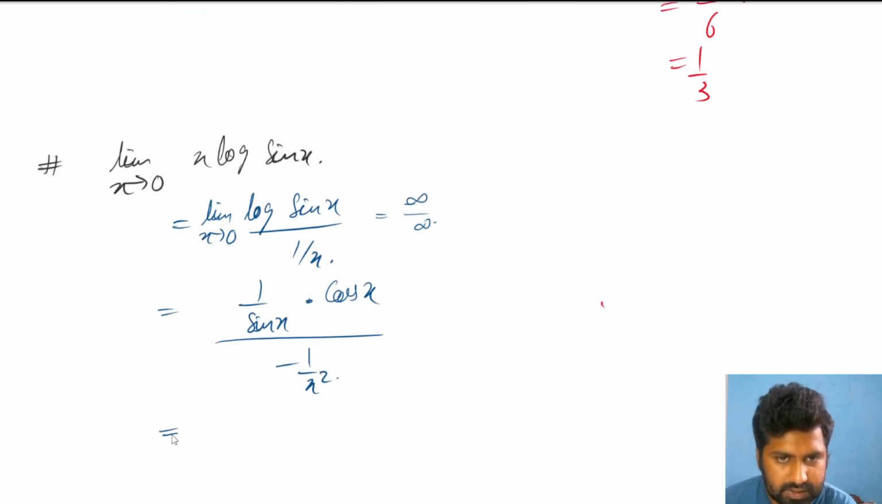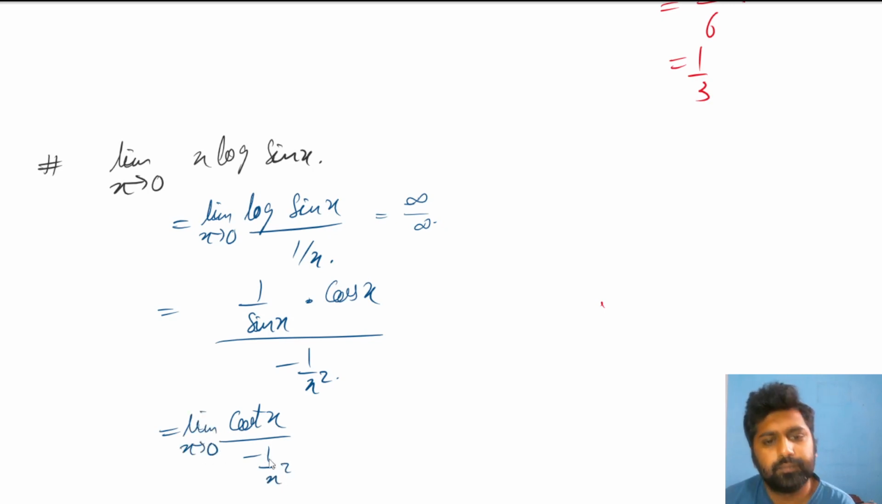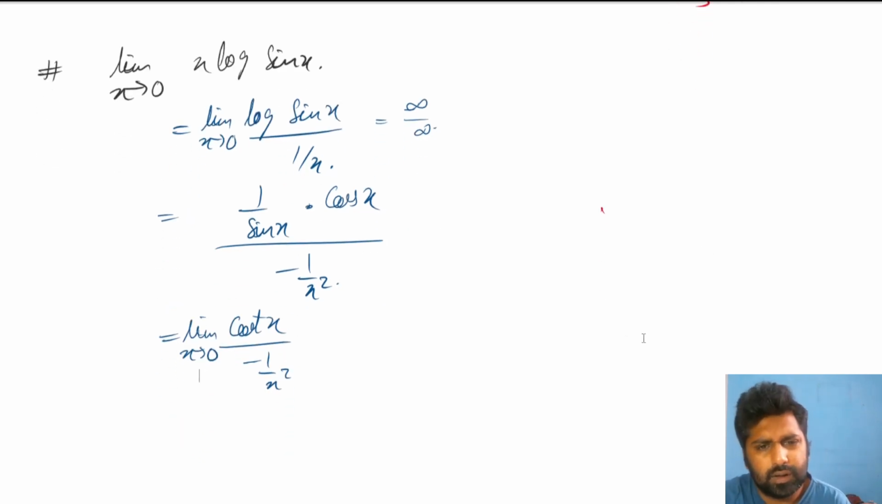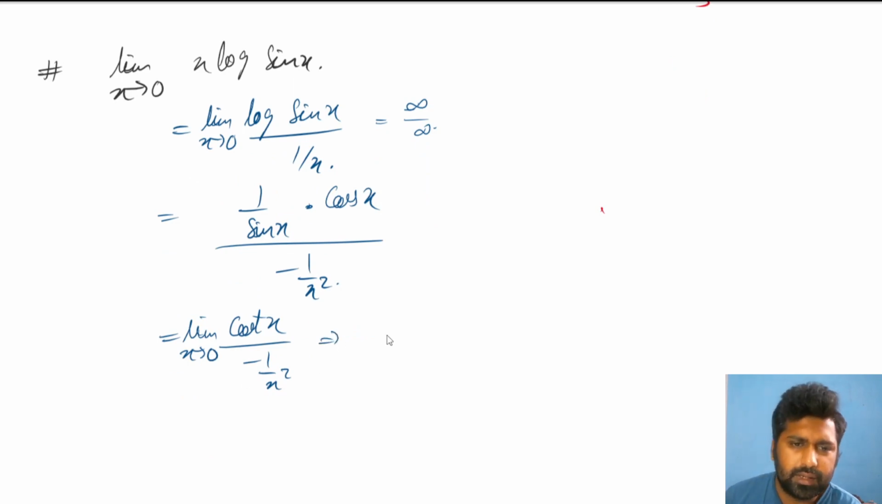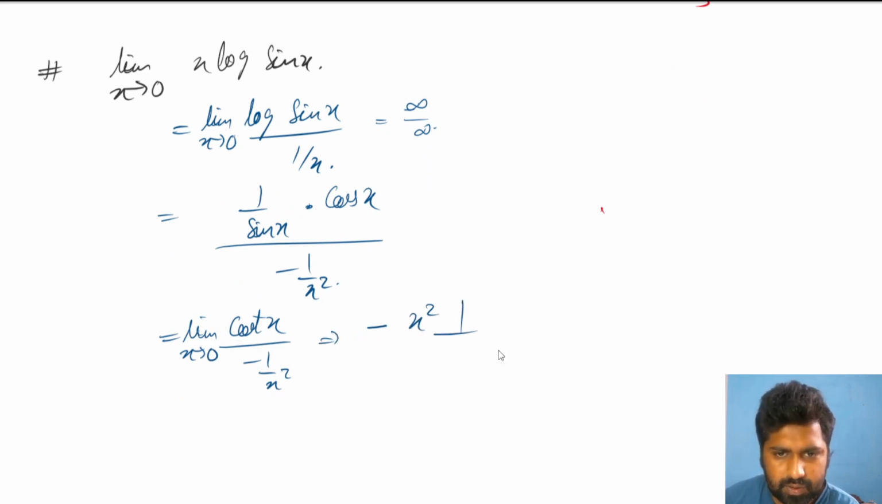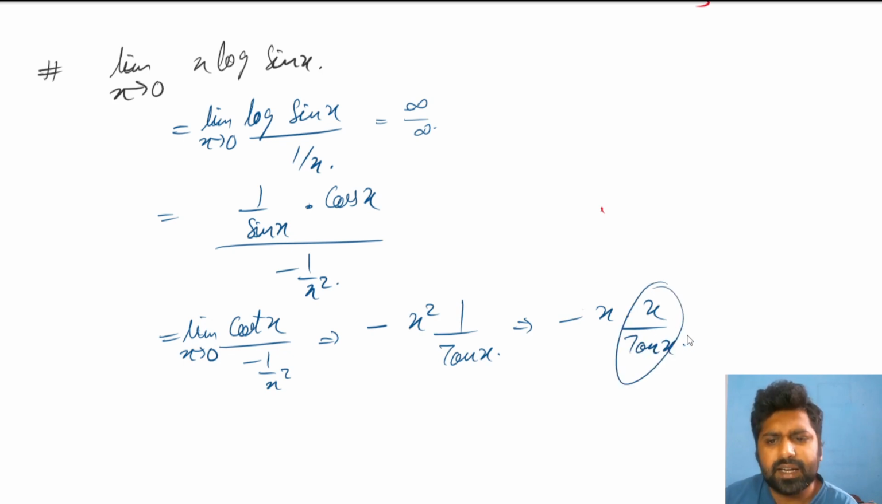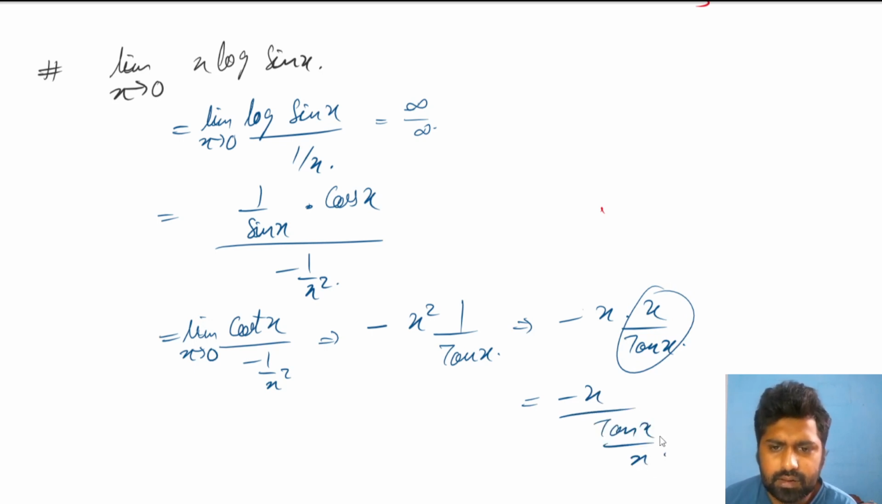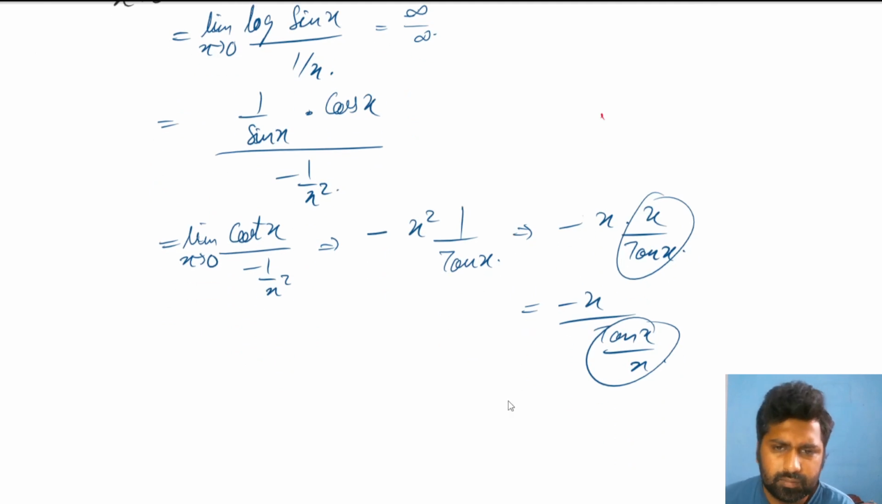So cos by sine becomes cot x, and upon minus 1 by x square, and limit is x tends to 0. Now I think we can solve this limit. If we rewrite this as minus x square cot, as 1 by tan x, I think we can solve this. I can write this as minus x into x upon tan x, and this x by tan x I can rewrite as tan x by x. Tan x by x becomes 1.